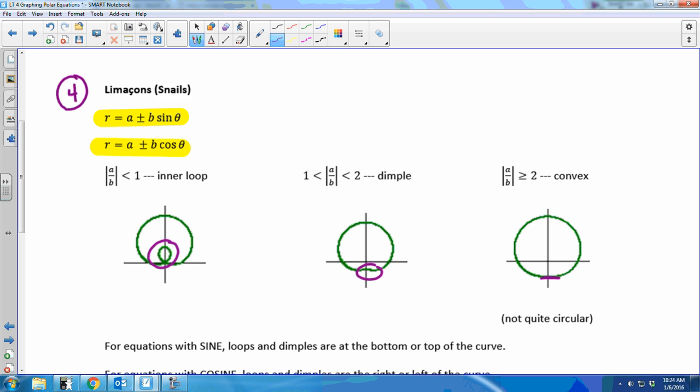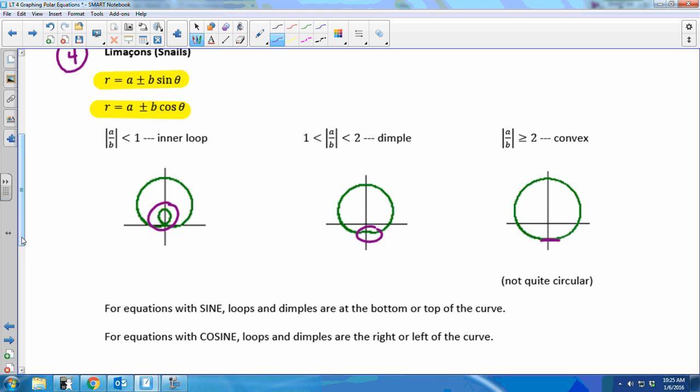So again, this will help you identify which type it is, and you can say, okay, there's supposed to be an inner loop when I graph this. That should be helpful. If you have an equation with sine, the loops and dimples are at the bottom or top of the curve. So these are all sine equations because the loops and dimples are at the bottom. If you had cosine, the loops and dimples are going to be to the right or the left. So again, you have an idea about what's going to happen before you even start trying to graph something.